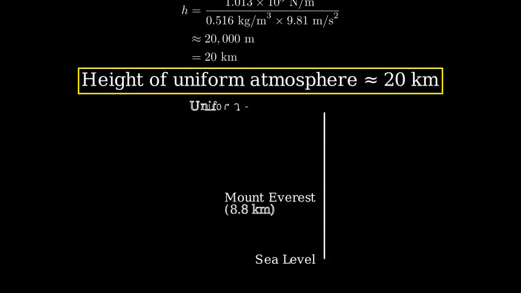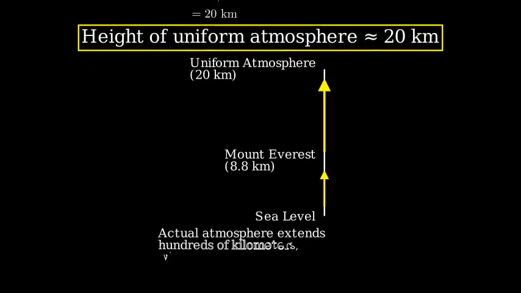To put this in perspective, this is about twice the height of Mount Everest and about where the stratosphere begins in our actual atmosphere. In reality, our atmosphere extends much further because its density gradually decreases rather than suddenly stopping. The actual atmosphere extends hundreds of kilometers into space, becoming increasingly thin. This example shows how mathematical models can help us understand physical systems, even if they're simplified versions of reality.